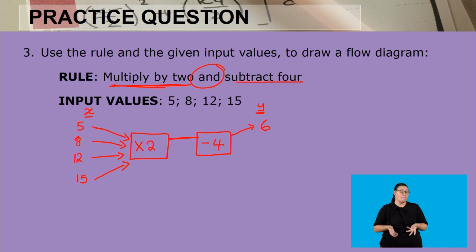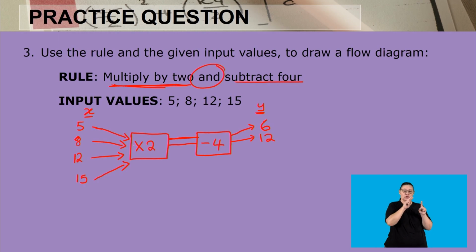Now, how did we get that 6? We said that it is going to be 5 multiplied by 2, that is 10, minus 4, that gives us a 6. Let's move over to the next one. 8 multiplied by 2, that is 16. So we take that 16 and we let it apply to the second part of our rule. So 16 minus 4 is going to give us an answer of 12.